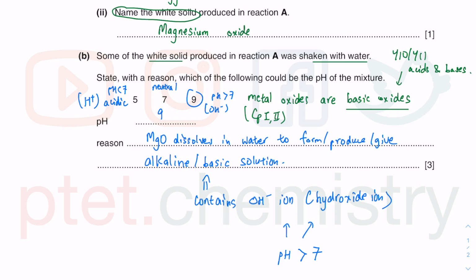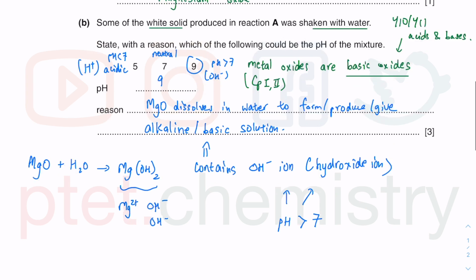Because that's what happened. I'm just going to show you MgO plus H2O, not that you need it for this question. You get magnesium hydroxide. The equation is balanced. Guess what? This contains Mg2+ and it contains OH- and OH-. How in the world do I get the formula? Well, you look at the valency.